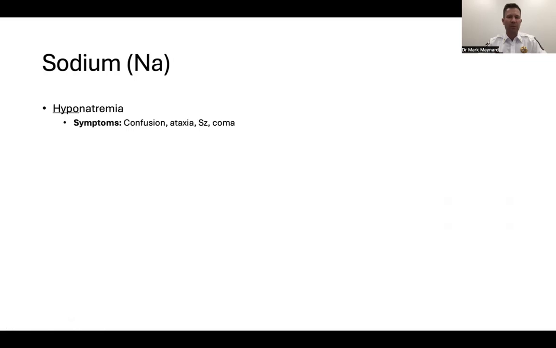So what are the symptoms? We might find that the patient is confused. In fact, this is the hallmark of low sodium. When somebody has low sodium, oftentimes they're confused. This is typically an elderly patient. There are certain medications that can cause this.